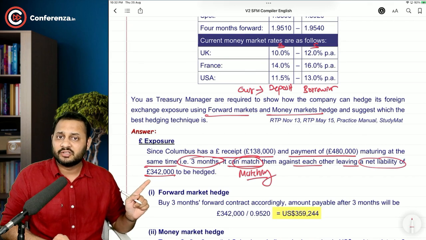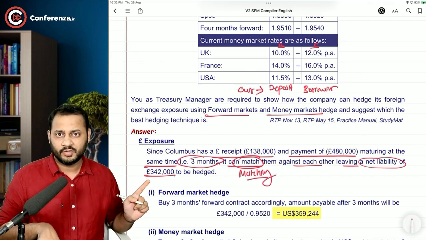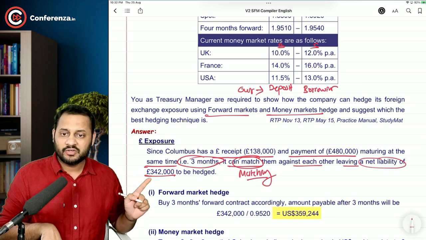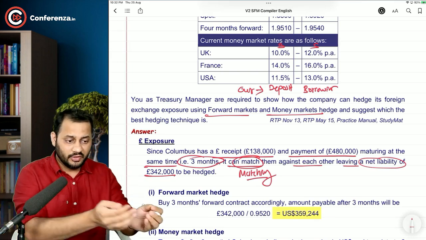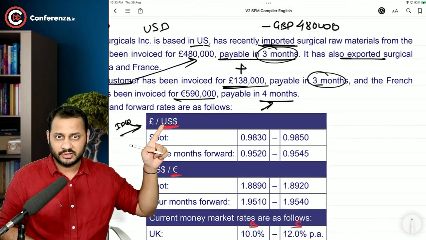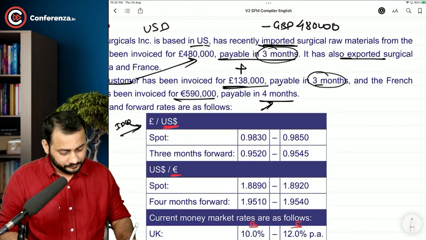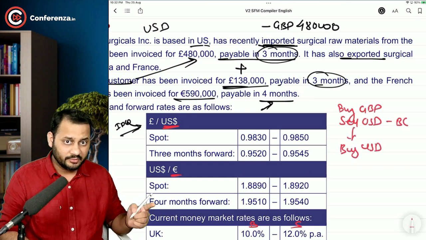Now after 3 months we have to, let's say we will go for this forward contract. After 3 months we have to pay pound to the other party. We want to buy pounds, but here dollar is the base currency. Buy pounds means sell USD, which is the base currency. Bank will buy USD, and that too after 3 months.